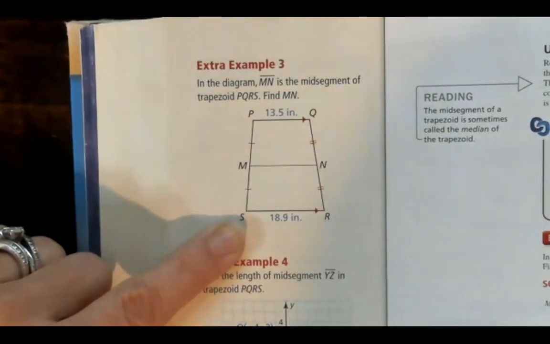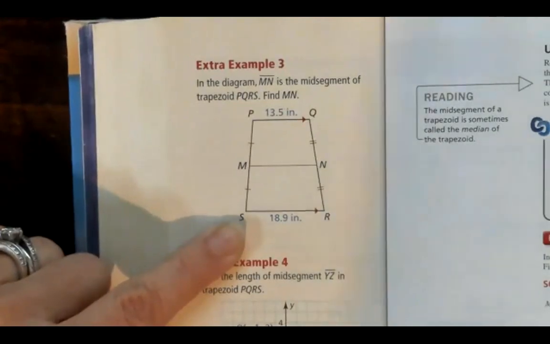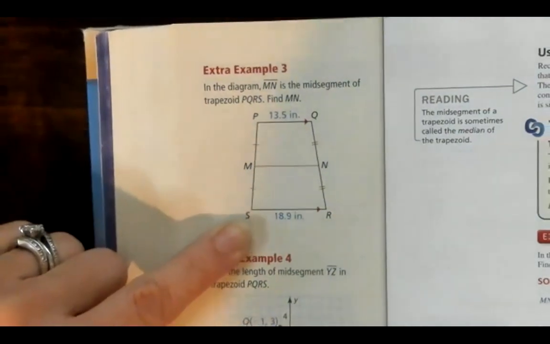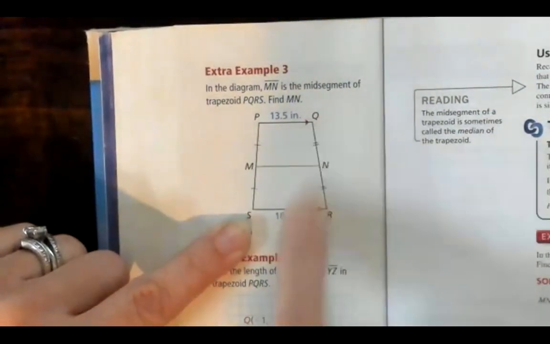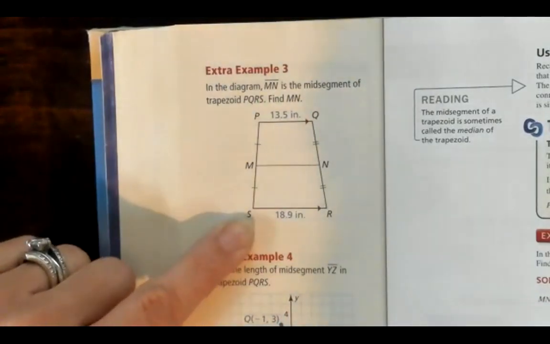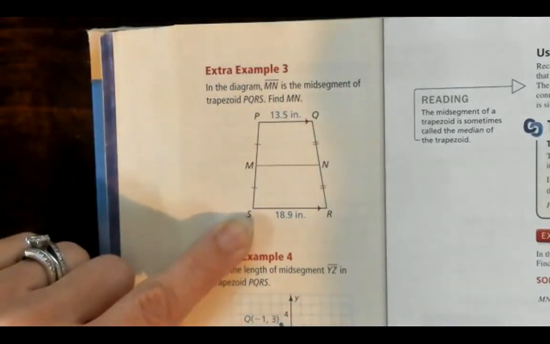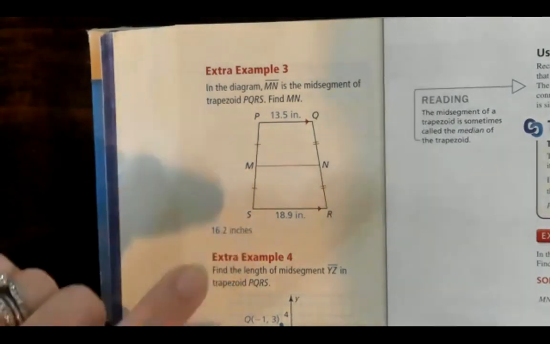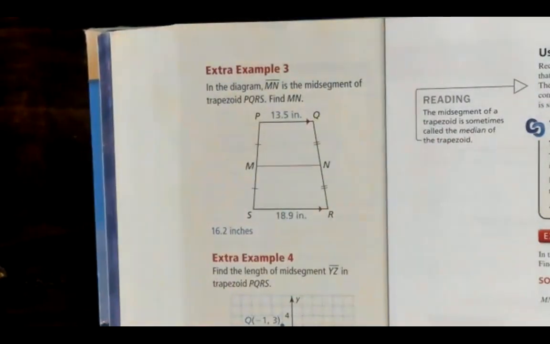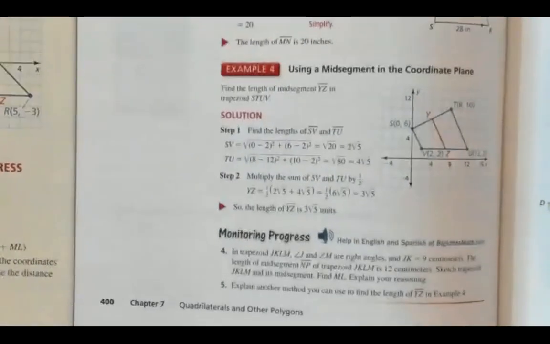Thoughts? Anybody new? Okay, add up your bases. What are our bases? Up here at the top, PQ. Here's a base, and here's a base. Add them up and divide by 2. Okay, so you should get 16.2 inches when you do that. All right, back over here.